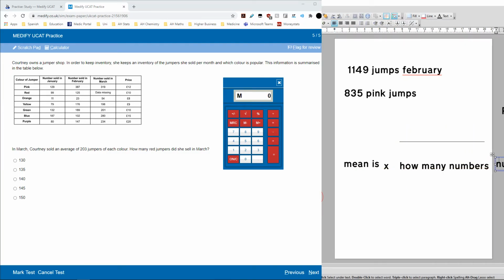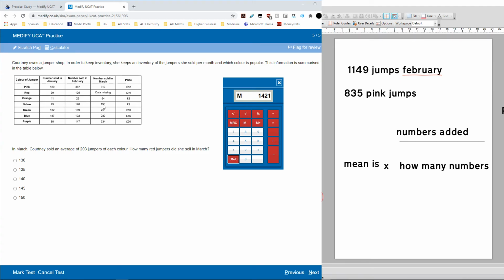If you do it like this, when you get your numbers added. Sorry, I didn't realise that was off screen for a second, but get our mean, which is 203. We times that by how many numbers there are. Average of 203 jumpers of each colour. How many colours are there? So that's 1, 2, 3, 4, 5, 6, 7. That gives us 1,421 jumpers were sold in March.